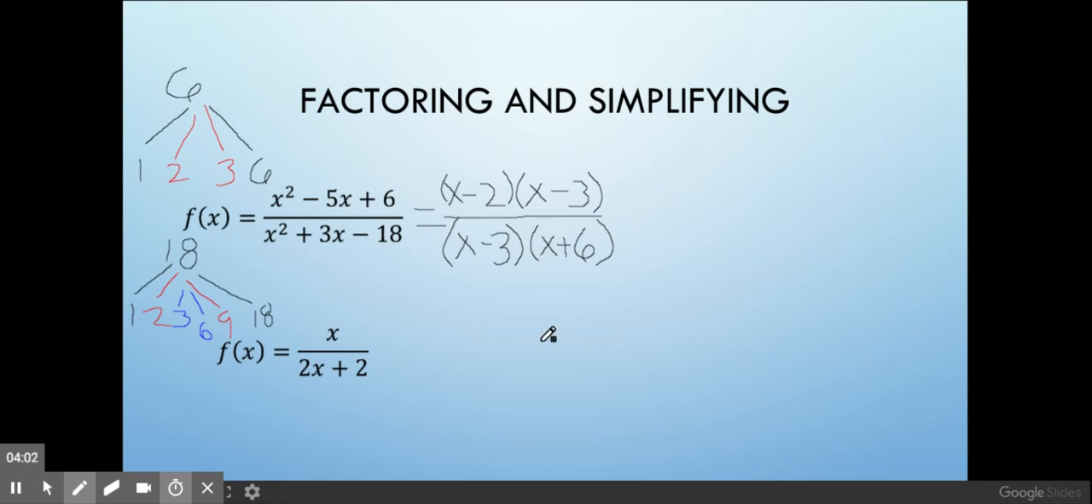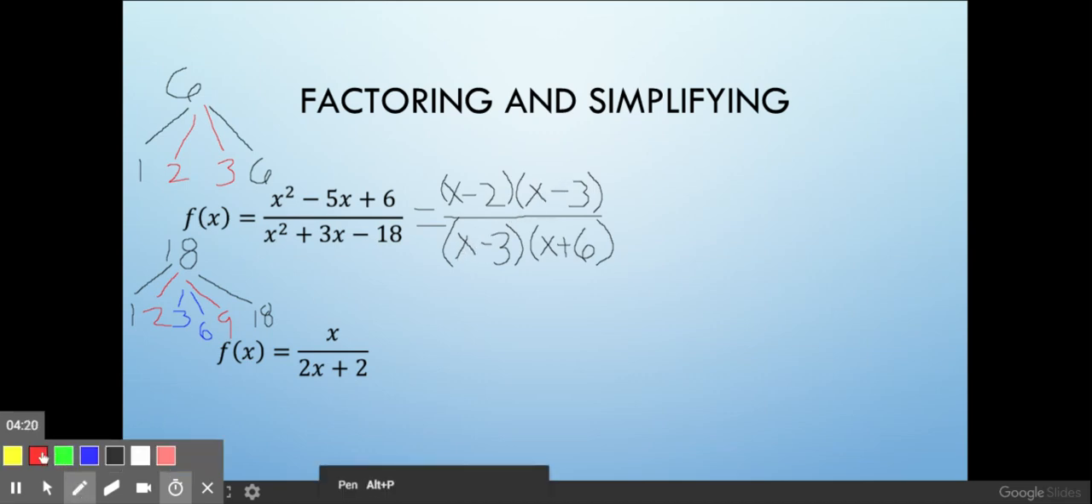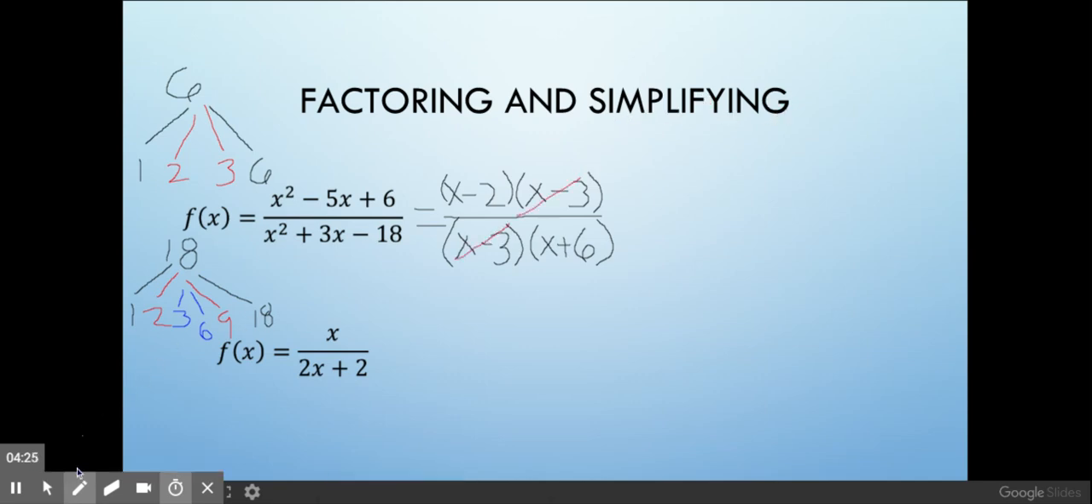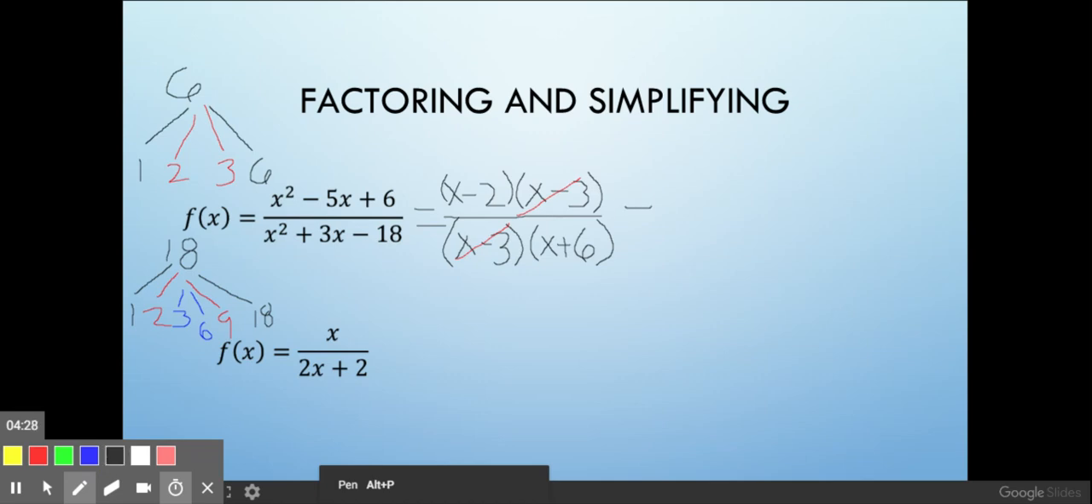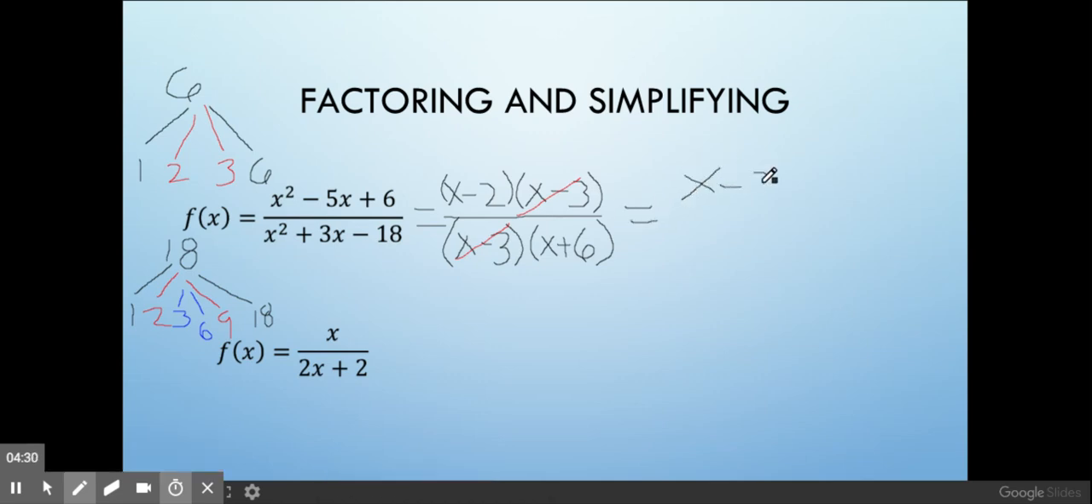So now we want to look and see if there are any factors that cancel out. We can only cancel full factors. So we can't just cancel an x and an x. It has to be the entire parenthesis. So here I see an x minus 3 and an x minus 3. So these would cancel out. And so this is that step of simplifying. When we simplify, it's writing our equation without any of those factors that cancel. So this is what we are left with, x minus 2 and x plus 6.